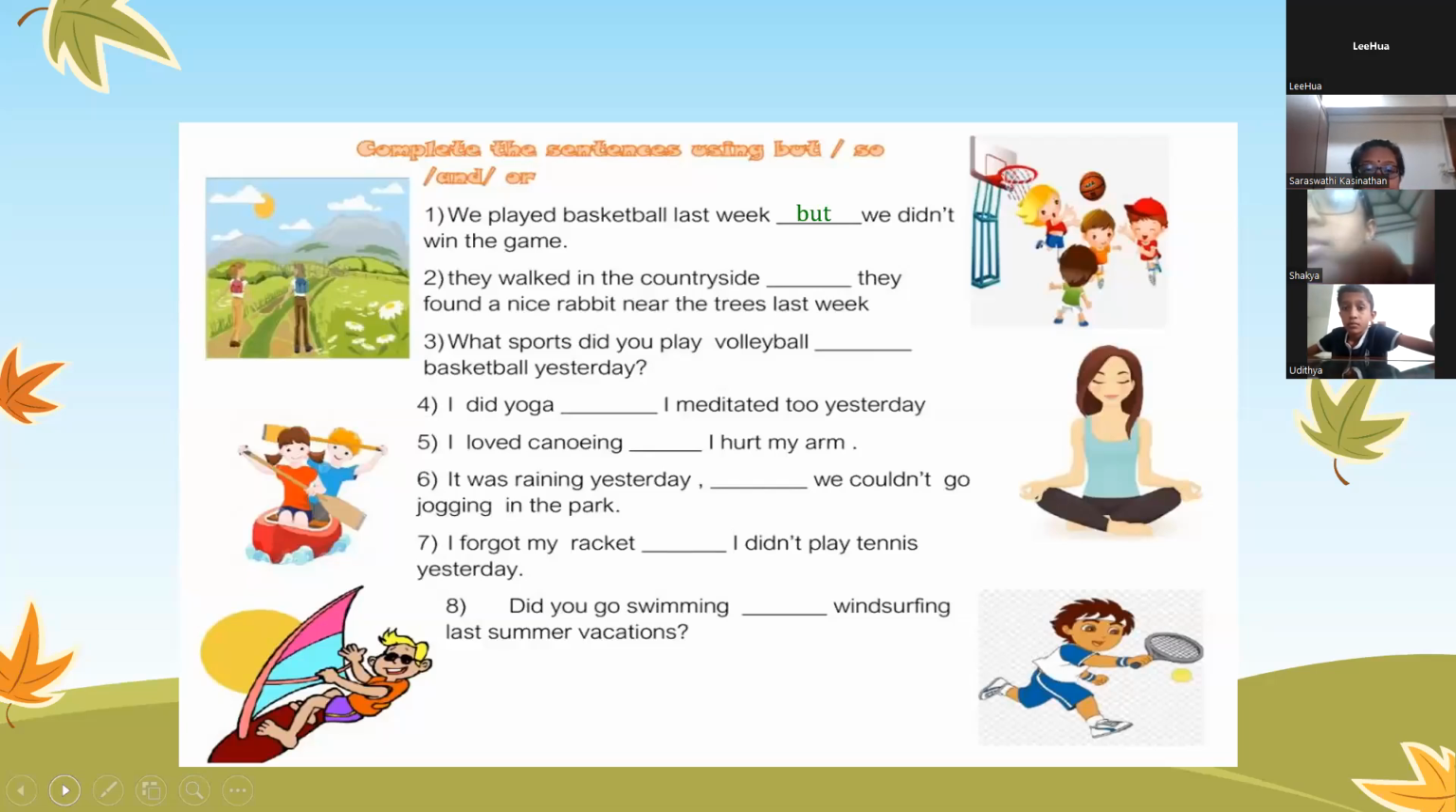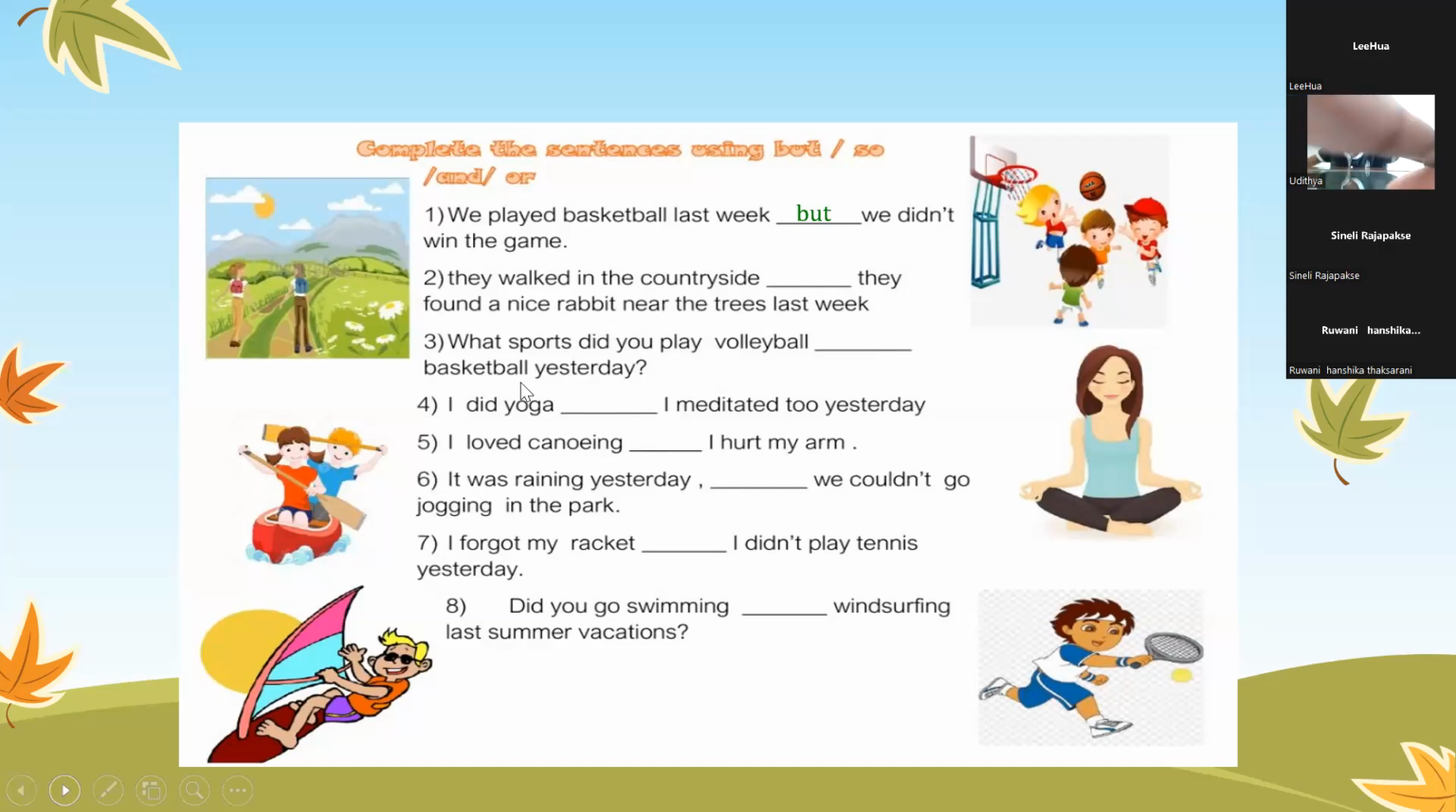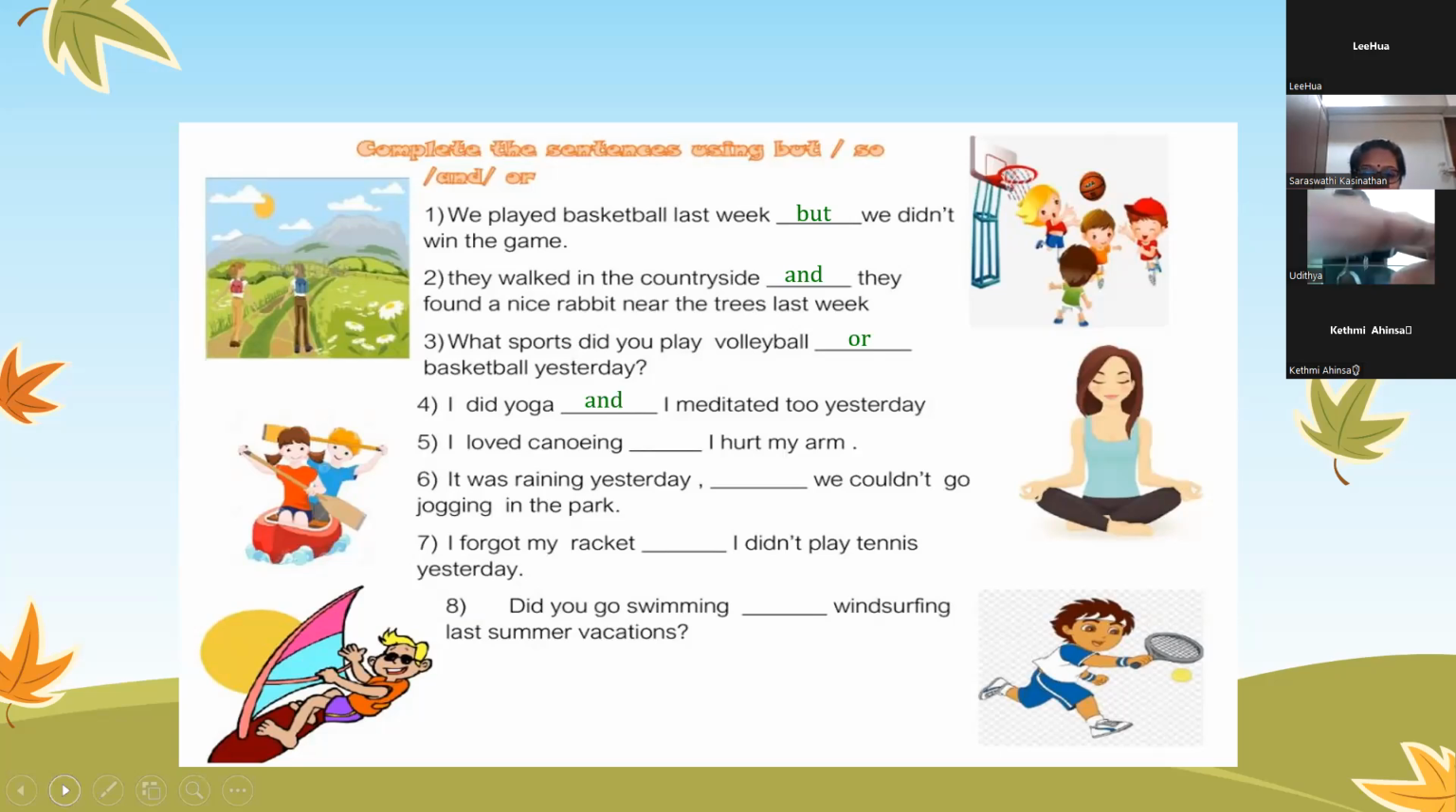Okay, number 2. They were in the countryside and then they found a nice seat near the tree last week. Very good. Well done. Number 3. What sports do you play? Volleyball or basketball yesterday? Very good. Number 4. I did yoga and I did swimming yesterday. Very good. Well done.